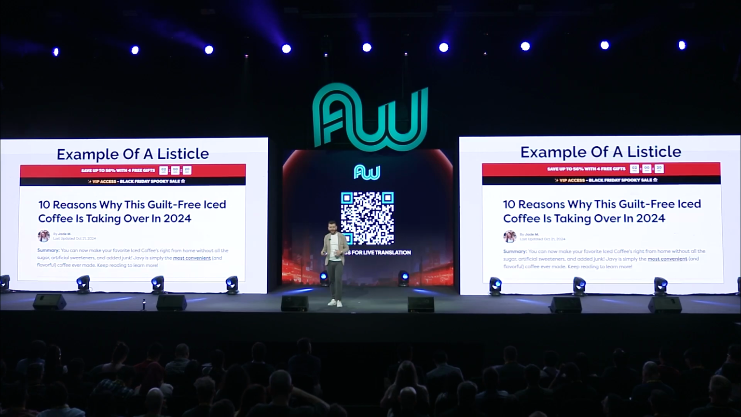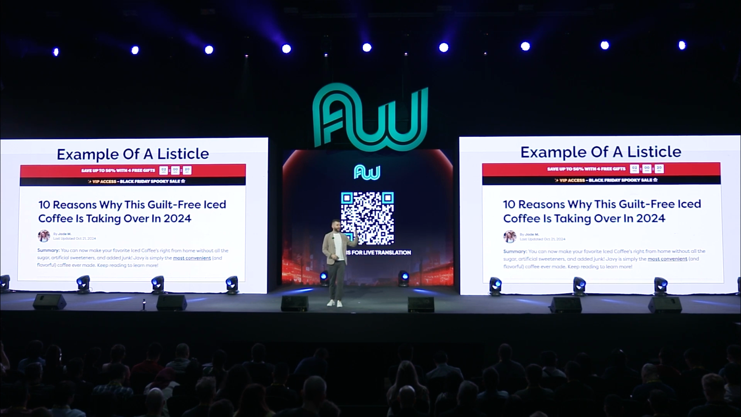So for example, this is from a brand called Javi Coffee. They're doing very well. They've been using this format for a very long time. So, 10 reasons why this guilt-free iced coffee is taking over 2024. There are 10 different reasons why people should buy this product. And this is the structure. Once you upload this example to AI, and you give it the benefits of your product, it will write the exact Listicle, but for your product, for your specific benefits.